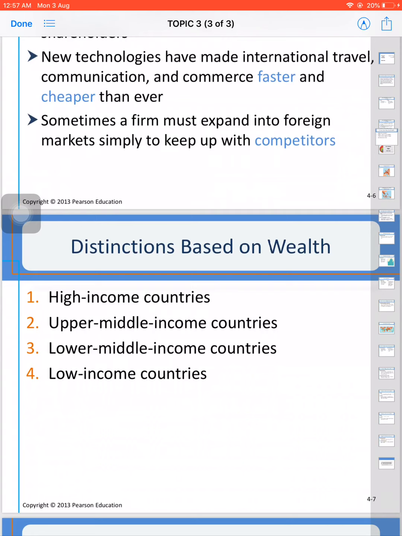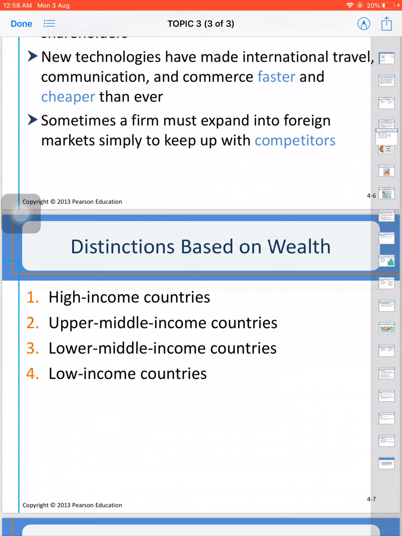It's also stated in your textbook that high income countries are those with annual per capita income greater than $11,115. Upper middle income countries are those with annual per capita income of $11,115 or less but more than $3,595. Lower middle income countries are those with annual per capita income of $3,595 or lower but more than $905.